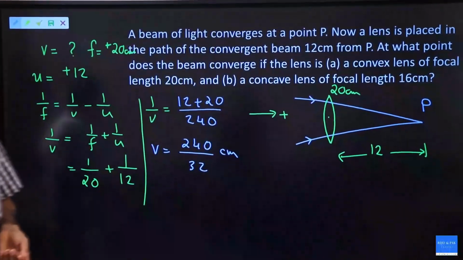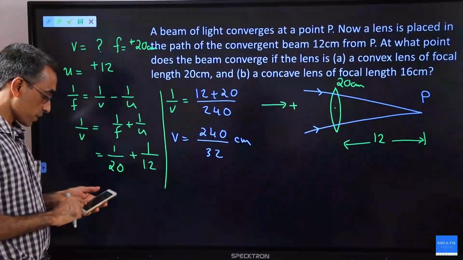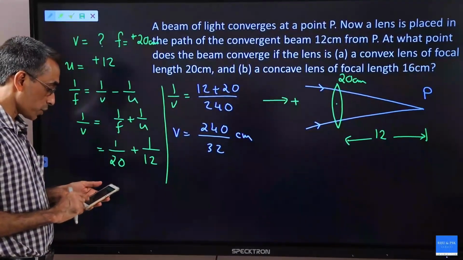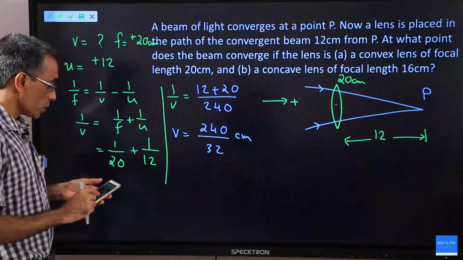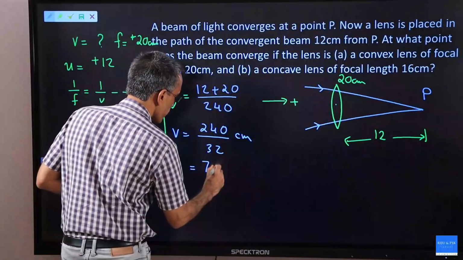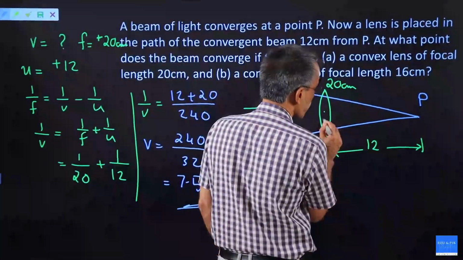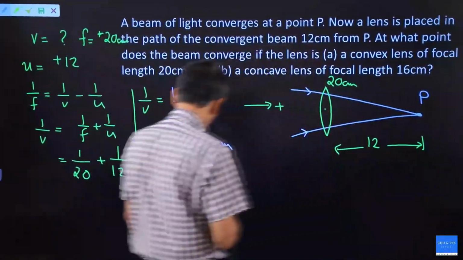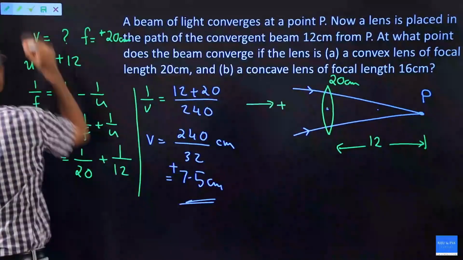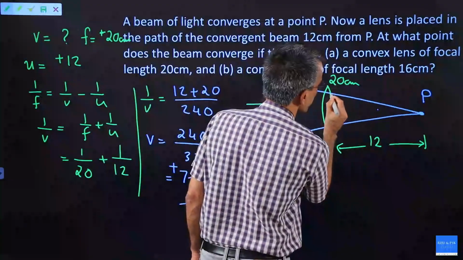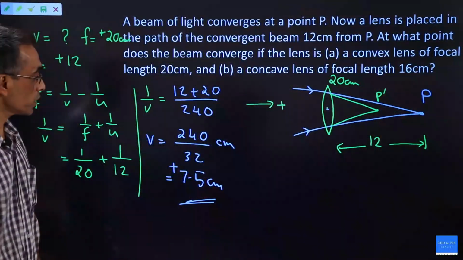And if you calculate 240 by 32, you will get 7.5 centimeter. I told you it was 12 centimeter initially, and now it is 7.5 centimeter from the lens. That means the light ray got converged more. Instead of converging there, it converged to this point. So this is the final image. The P will have an image at P dash. So that is the answer.